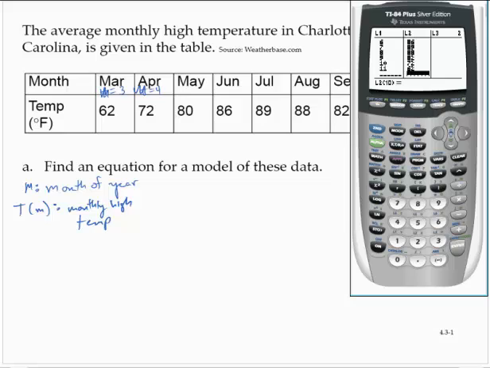All right. Window. Let's go from 0 to 12 for our months, and for our minimums, they were at 62, so let's go a little bit lower. Let's go to 55. And our maximum was 89. Let's go a little bit higher to 95, and I'll use a scale of 5s there. All right, so I've got my plot 1 on for L1 and L2. Let's graph it. Hey, that looks pretty good. That looks quadratic to me.